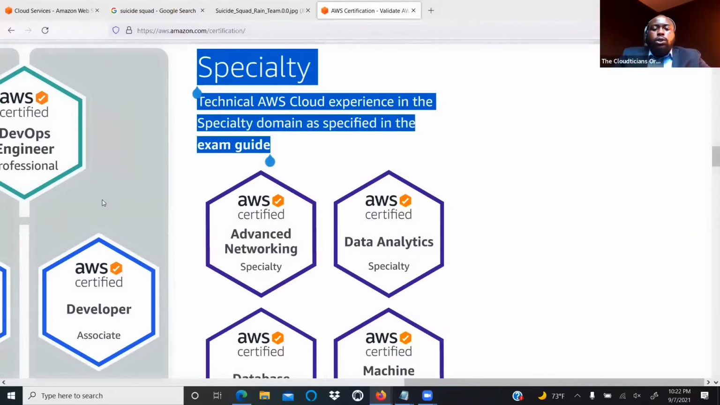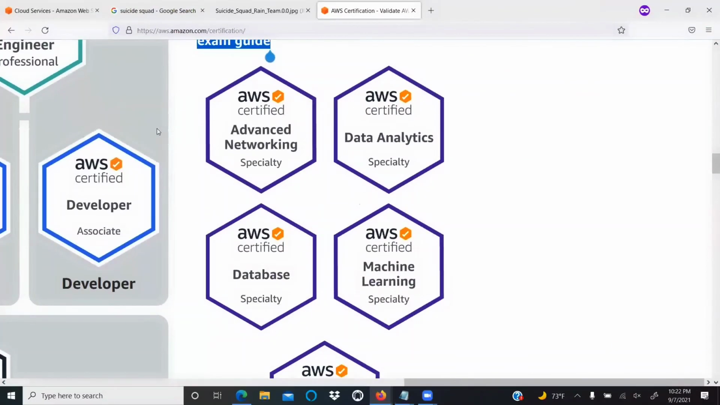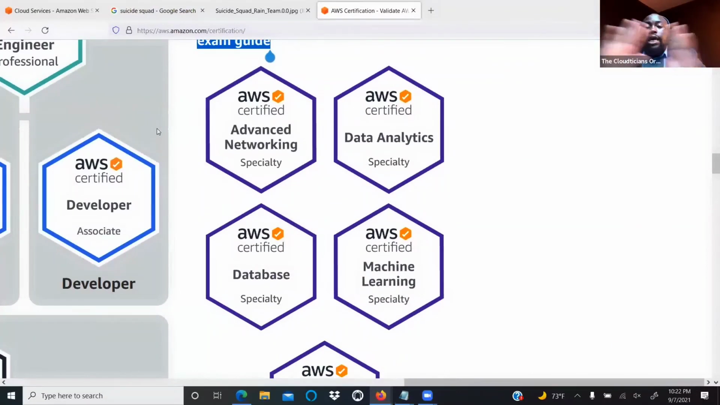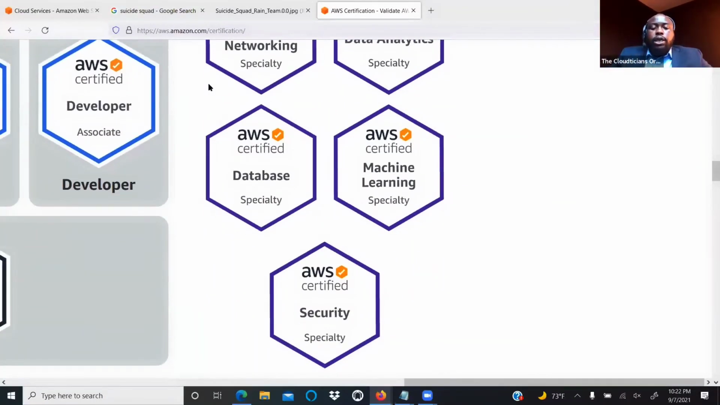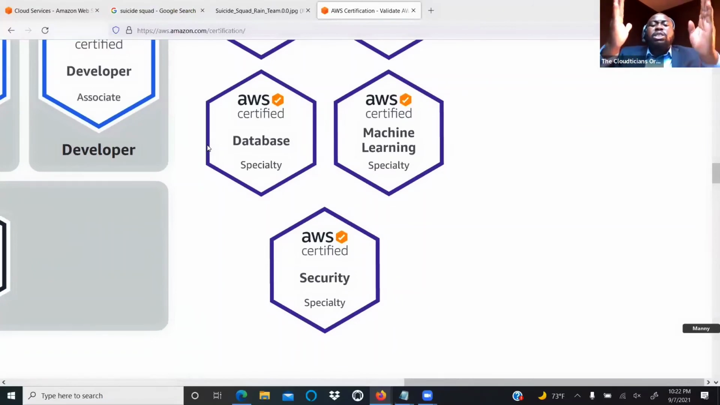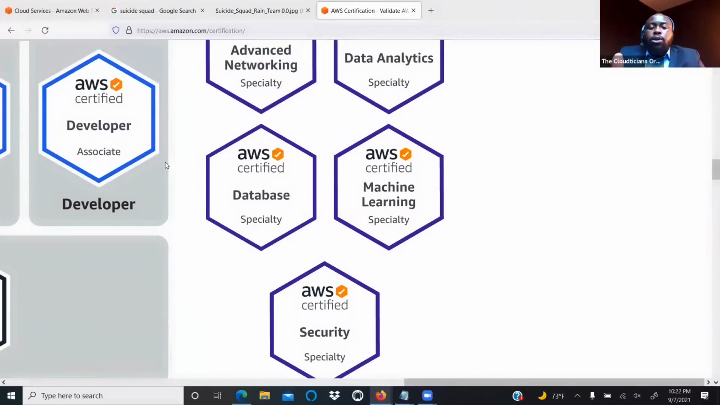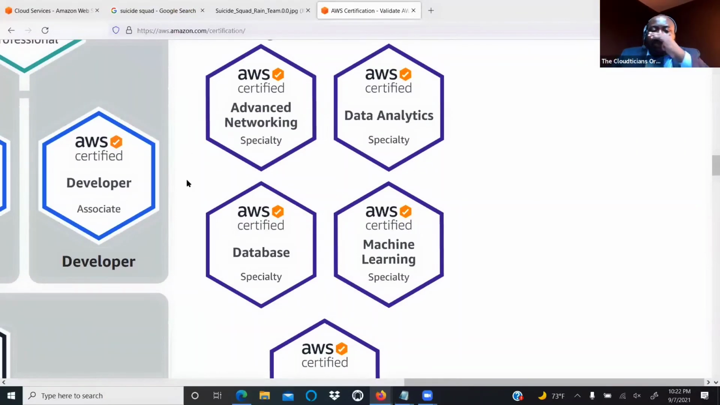This is specialization. You can specialize and become a cloud data analytics expert. You can specialize and become a database engineer in the cloud. You can become a security expert, a machine learning authority, an advanced networking expert. But the truth of the matter is that for you to be a good general in the army, you must first become an infantry soldier. That will make you a qualified general.